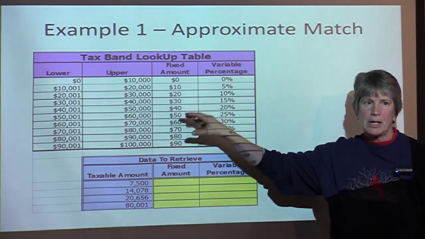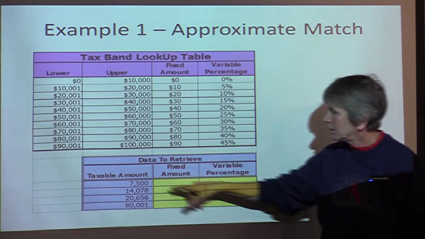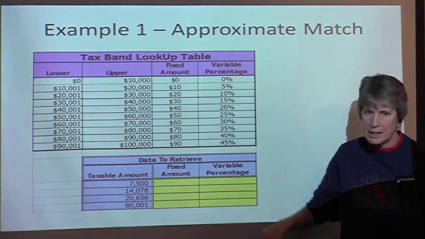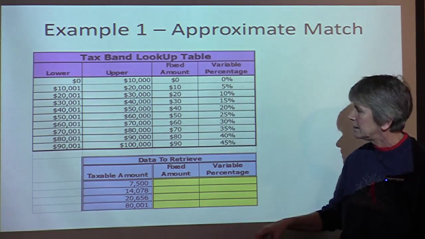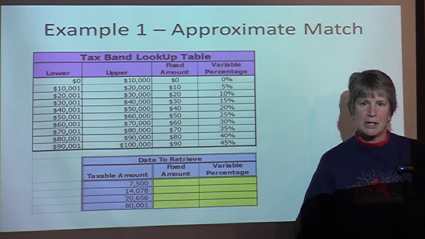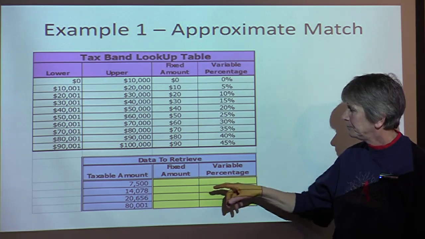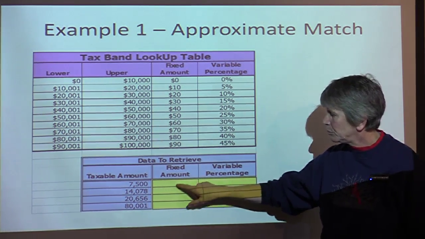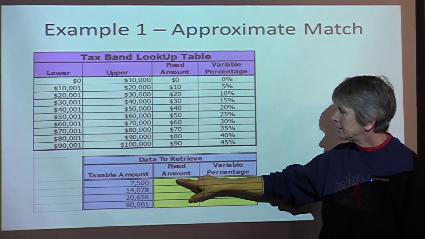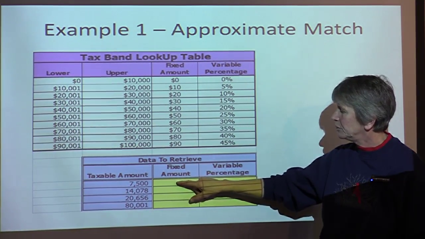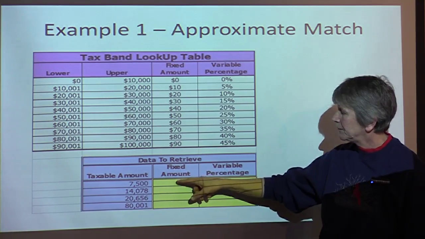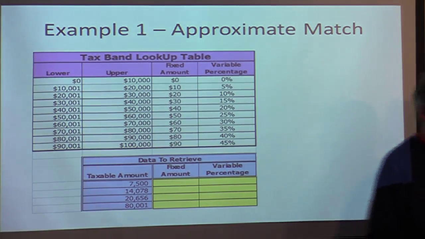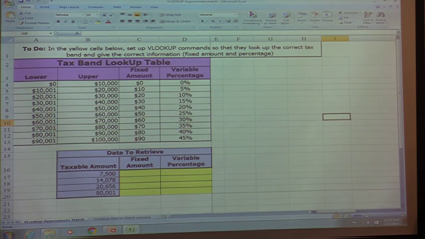Now this isn't a huge table. I could easily just look up 7,500 and figure out where it fell in here, right? You get the same information just by looking at it. But imagine a much more complex table, right? So we're going to create a formula that we're going to put in this cell that's going to return the fixed amount for each of these cells. Okay? So I'm going to go to the spreadsheet now.